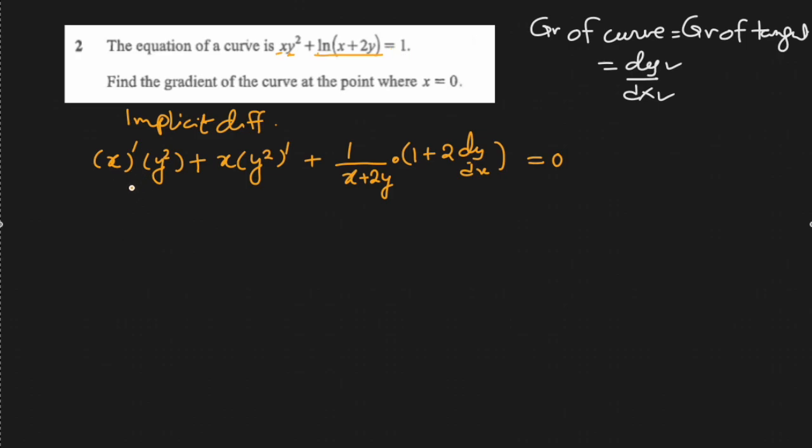So let's do this product rule here. The differentiation of x is 1, I'm not writing it, just y square. Plus differentiation of y square will be 2y, and we already have an x here, that's it.